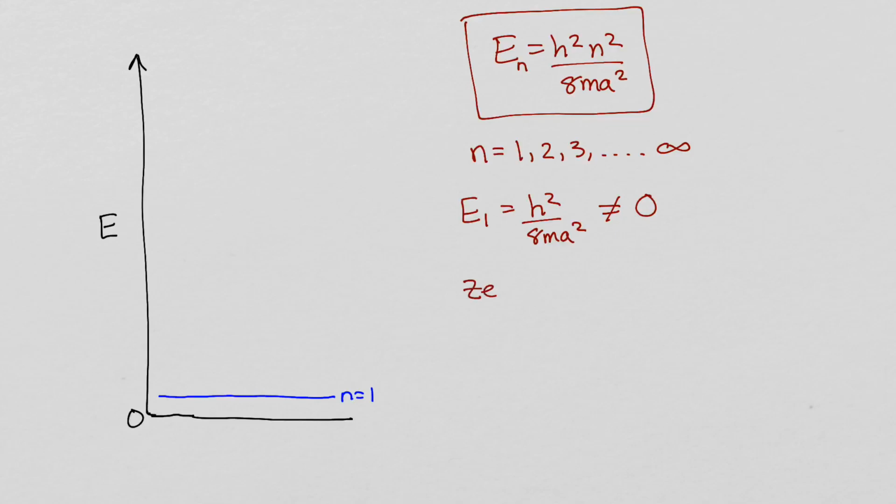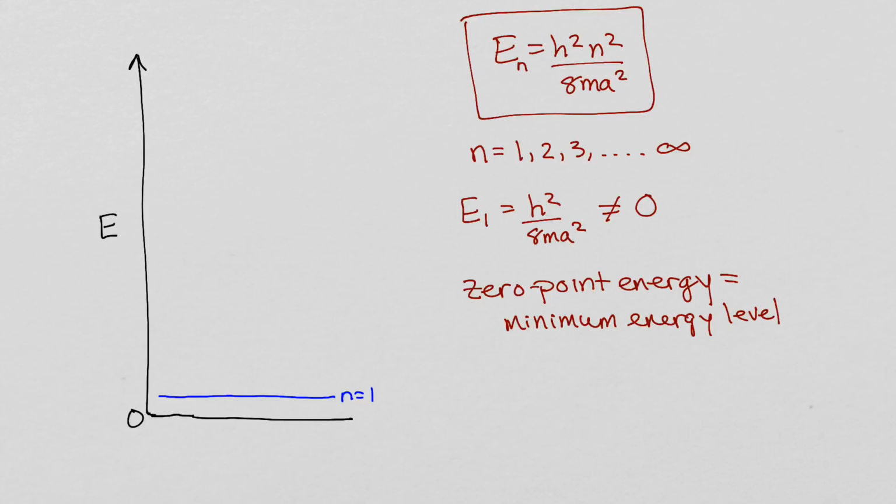Here's a term that you want to become familiar with. The 0 point energy is essentially just the minimum energy level. Sometimes, depending on the system, that minimum energy level will be for n equals 1. Sometimes we'll be able to occupy an n equals 0 state. It's going to depend on how you set up your problem. But the lowest energy level is what we will refer to as a 0 point energy.